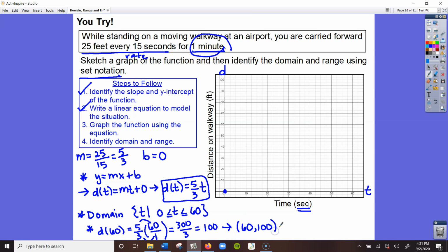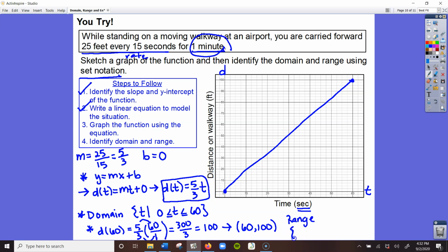So I'm going to go here on my graph. I have 60. I go up to 100. And then I connect the dots. And this would be my line. Our final step here would be to find the range.